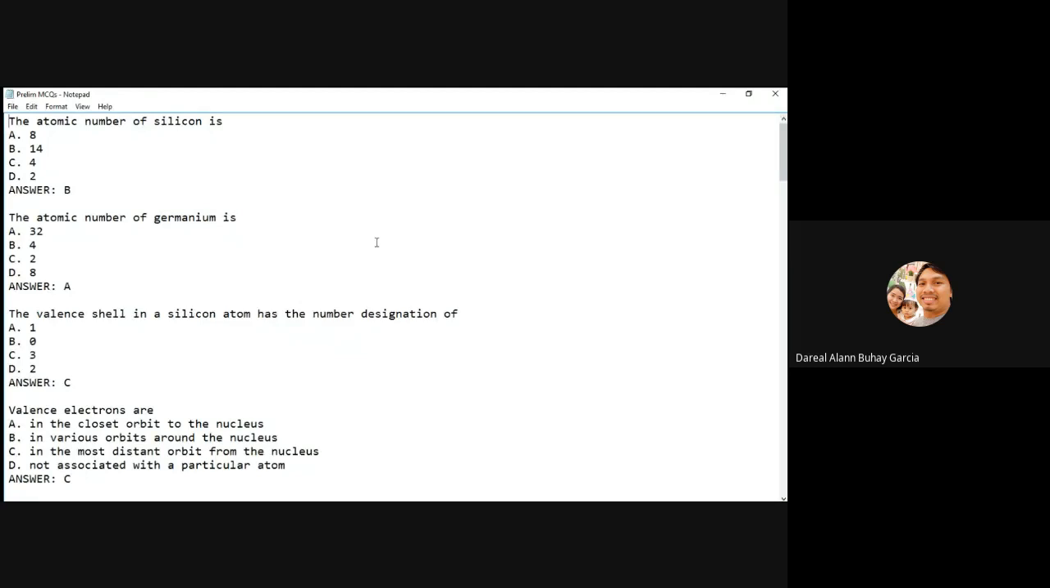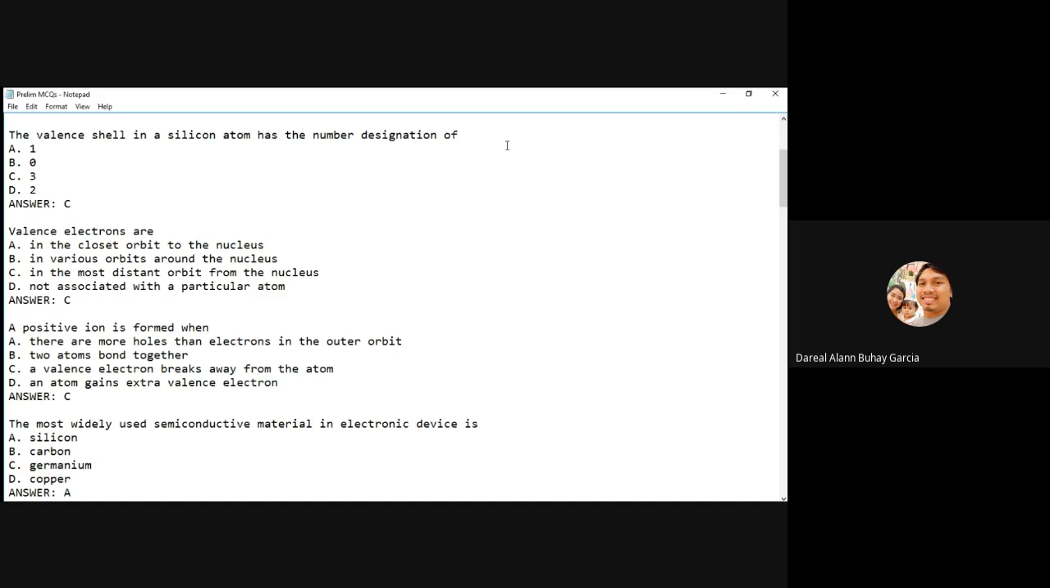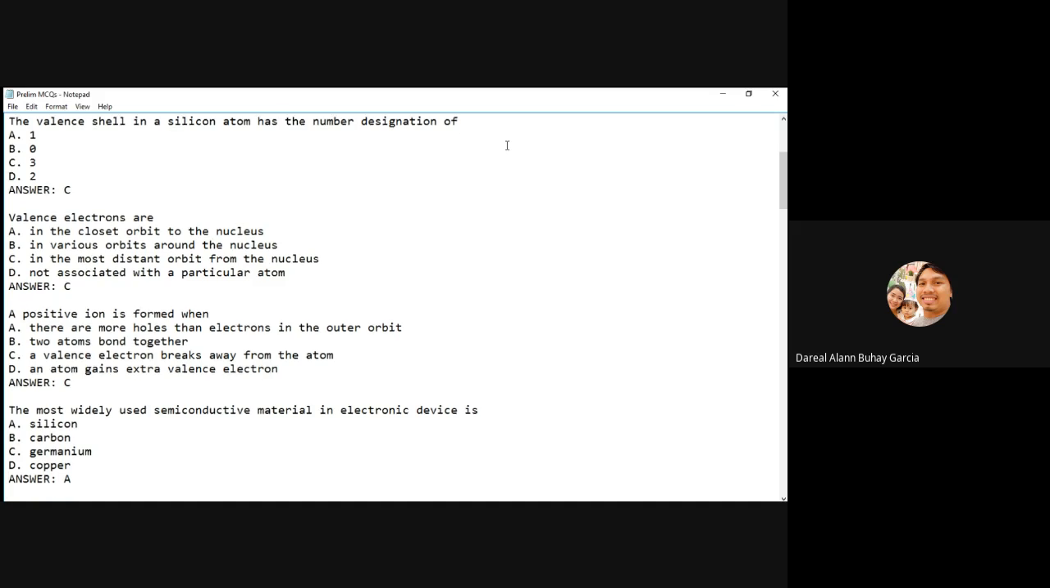So, muna itong mga multiple choice questions. Now, let's say, for example, number 1, the atomic number of silicon is B, 14. Atomic number of germanium, 32. The valence shell in a silicon atom has the number designation of C, 3.